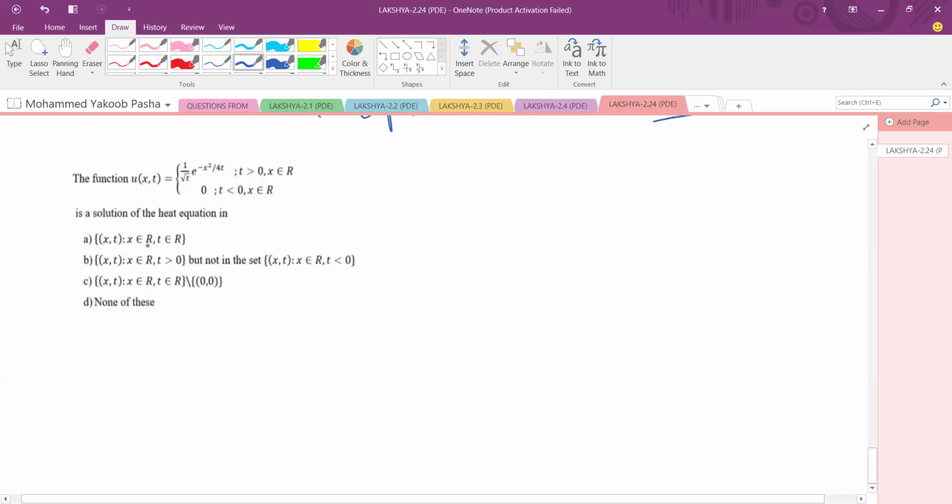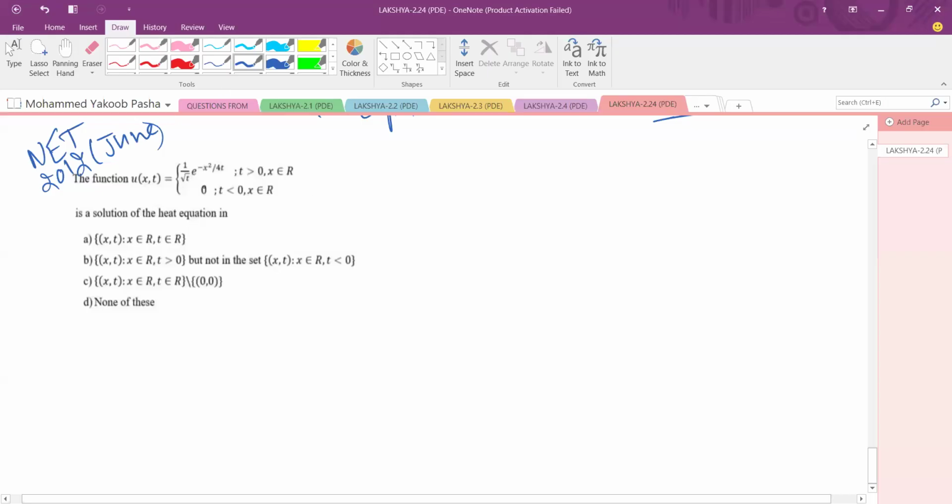Then we have options here. Option A: x comma t, x belongs to R, t belongs to R. Option B: x comma t, x belongs to R, t greater than 0, but not in the set x comma t, x belongs to R, t less than 0. And option C is x comma t, x belongs to R, t belongs to R minus the set {0 comma 0}. Option D: none of these. This is a CSIR NET 2012 June question.